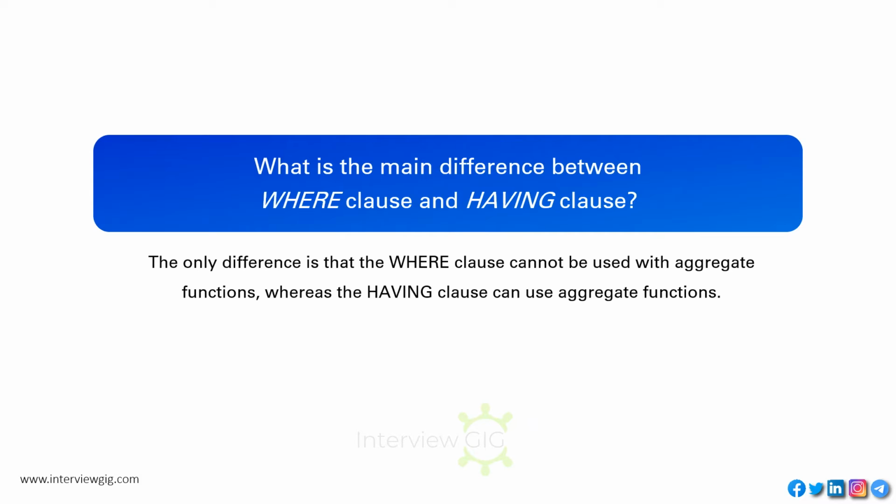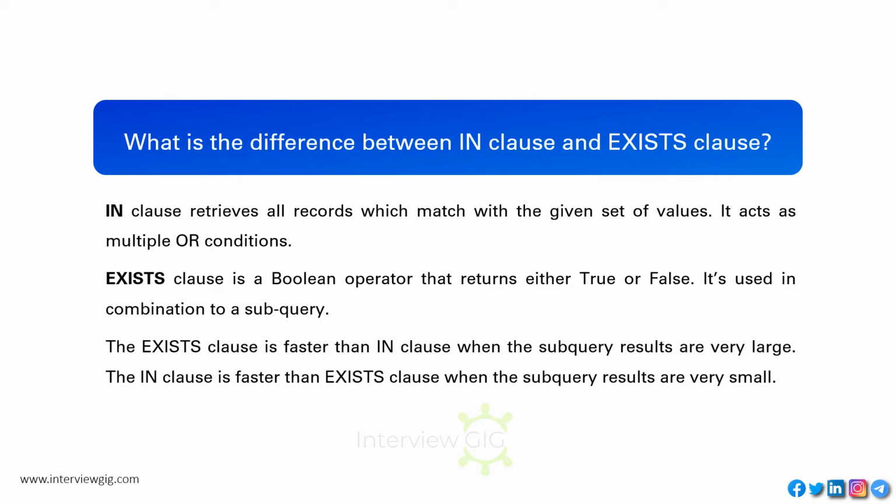What is the main difference between where clause and having clause? The only difference is that the where clause cannot be used with aggregate functions, whereas the having clause can use aggregate functions.